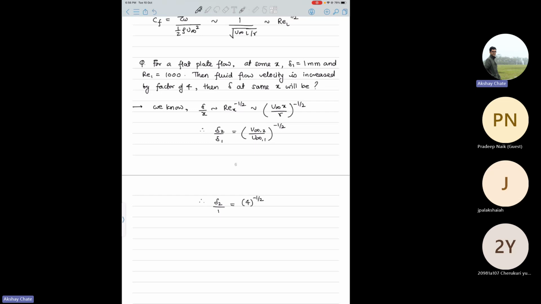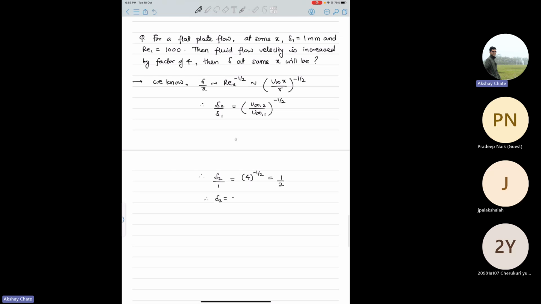Let me just confirm. Yeah, so this is nothing but 1 by 2, right? Because square root of 4 is 2 and that is 1 minus, so that 2 will come in the denominator. So basically your delta 2 is nothing but 0.5 mm. So when the flow velocity increases, your boundary layer thickness decreases. That is also an important observation from here. Earlier it was 1 mm, now it becomes half mm when the flow velocity is increased 4 times. That is the important observation.